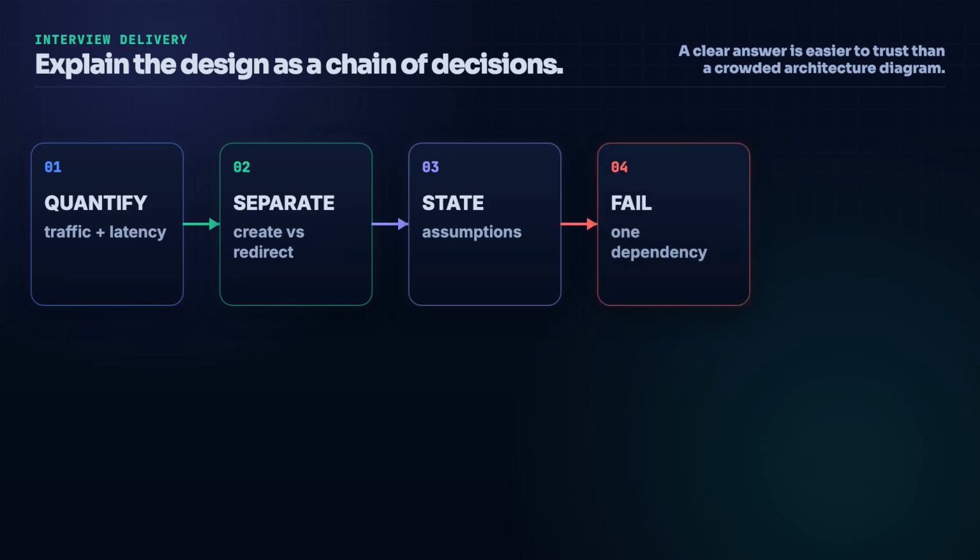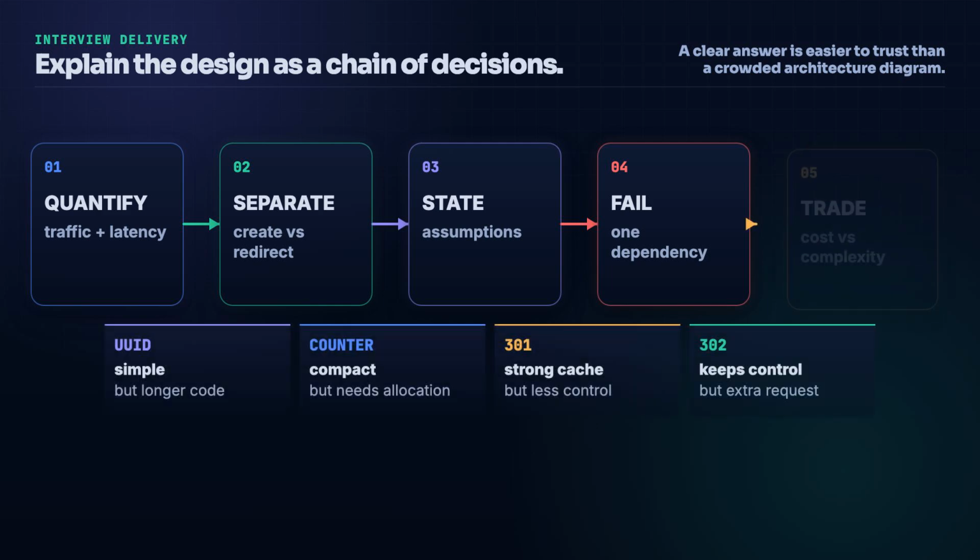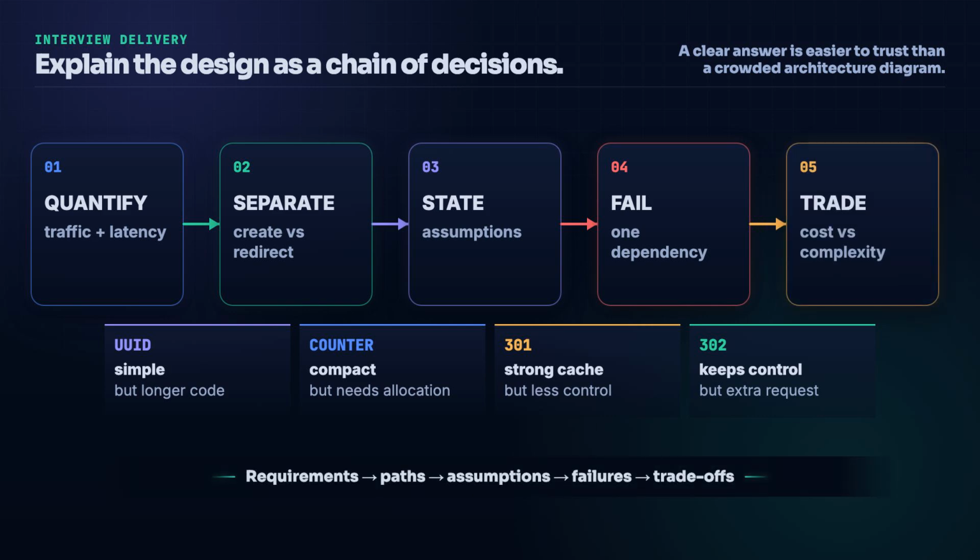For every acceleration layer, name the fallback. For every asynchronous dependency, explain why user traffic survives its failure. Finally, name trade-offs. UUIDs may be operationally simple but produce longer codes. Counters are compact but need allocation. 301 caches strongly, 302 preserves control. That reasoning is more valuable than one fashionable stack.